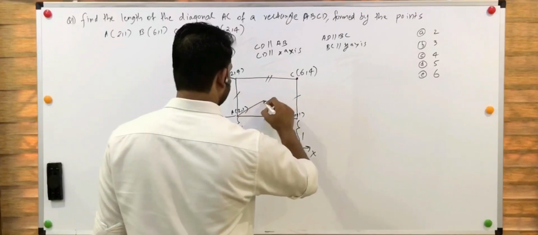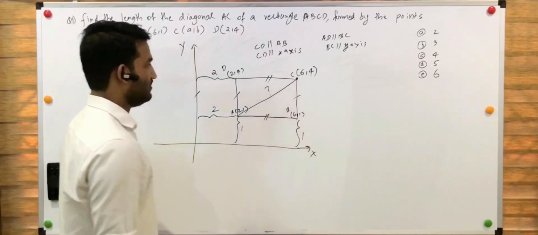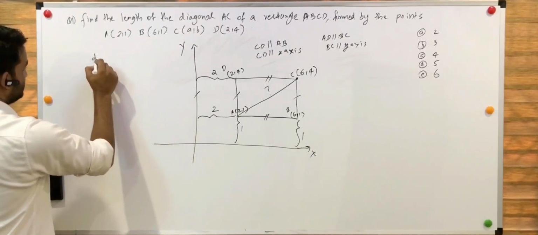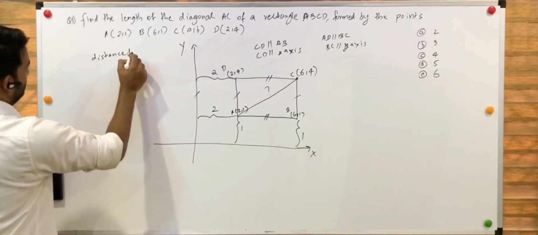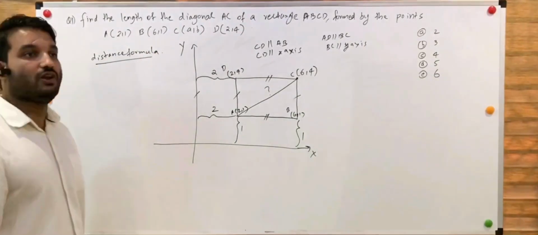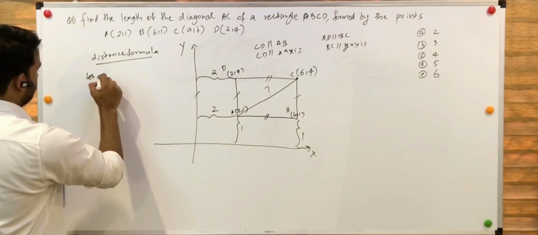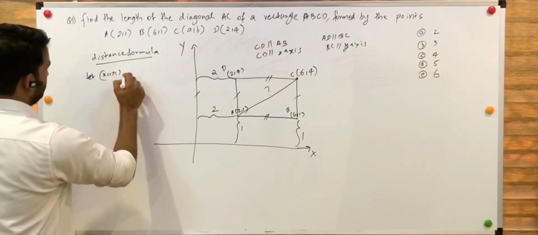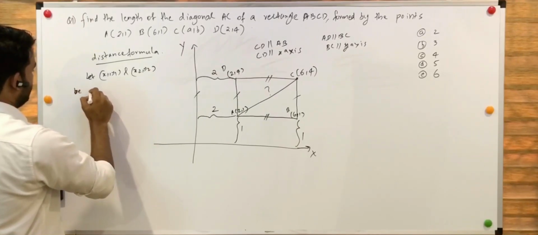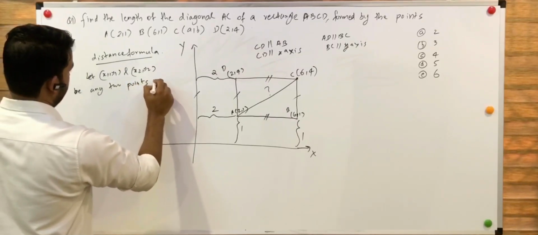Now this is the length AC we need to find. Okay. Now here we can use the distance formula. What is the distance formula? We know, let x1, y1 and x2, y2 be any two points on a plane.